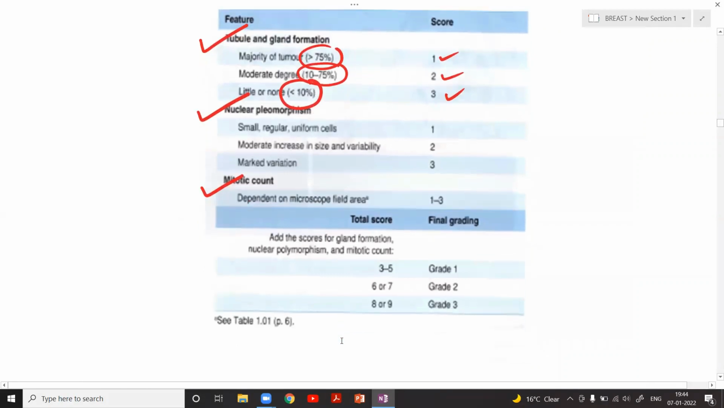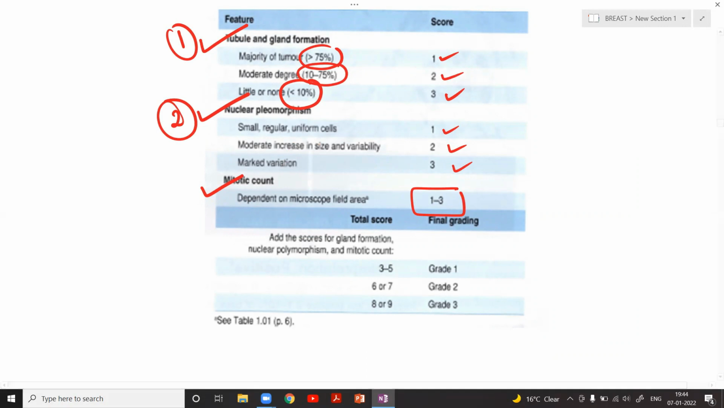So accordingly, the second important parameter over here is your nuclear pleomorphism. Among the nuclear pleomorphism, if mild pleomorphism is there, score 1, moderate score 2, and marked pleomorphism will be score 3. And lastly, you are having the mitotic count. Okay, depending on the microscopic field area, you give score 1 to 3.